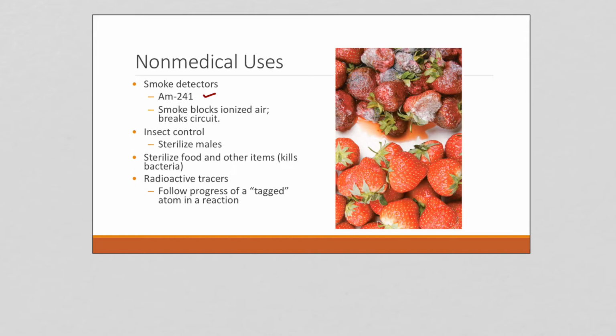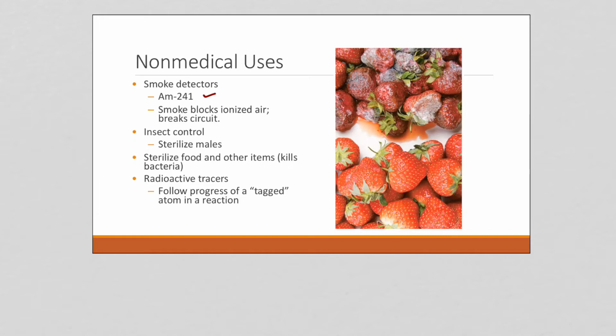It's used to sterilize insect populations, to control things like mosquitoes and other kinds of insects. It's used to sterilize food and kill bacteria, like you see in the pictures of strawberries. Oftentimes fruits and vegetables and meat are exposed to radiation to kill bacteria. This is where I have to remind everybody that exposure to radiation does not make something radioactive. The only way that strawberry is radioactive is if you actually inject it with radioactive material, so that it actually contains radioactive isotopes. Exposure to radiation doesn't make something radioactive.